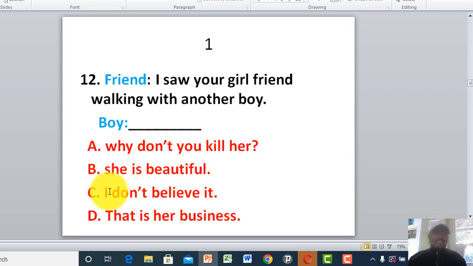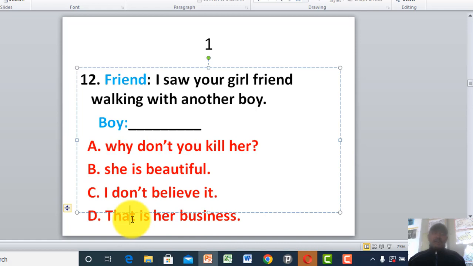So, exactly, yeah, I don't believe it. That's her business. No. She would die. I don't believe it because she's your girlfriend, yeah? I don't believe it. Sure? Do you know the person who goes with her?